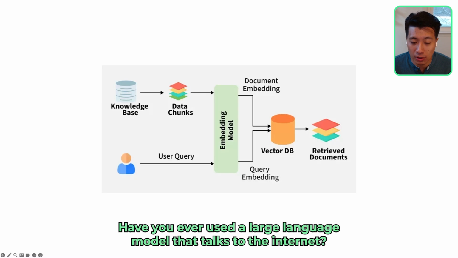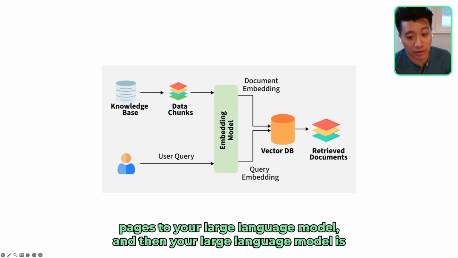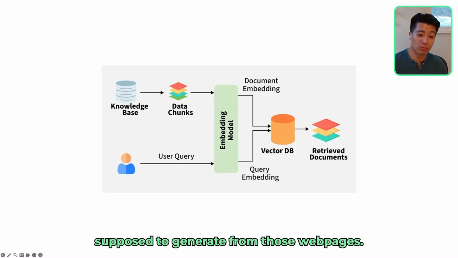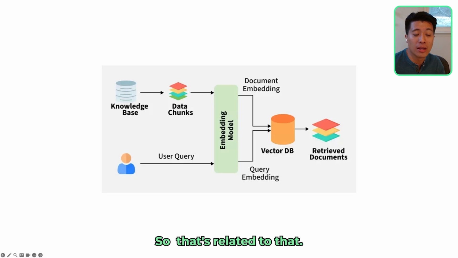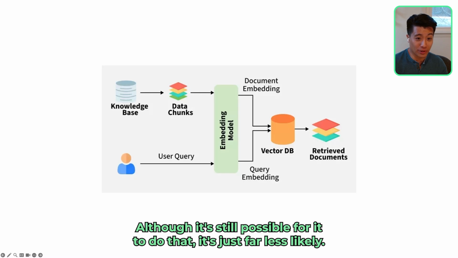If you've ever used a large language model that talks to the internet, it sort of does this. Like it does an internet search and then it feeds those web pages to your large language model, and then your large language model is supposed to generate from those web pages. So that's related to that. Again, this constrains it from hallucinating facts a little bit, although it's still possible for it to do that. It's just far less likely.